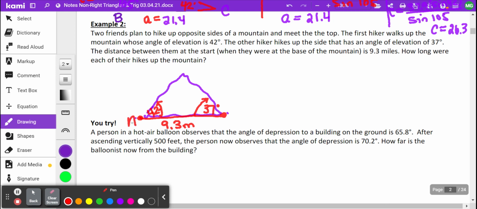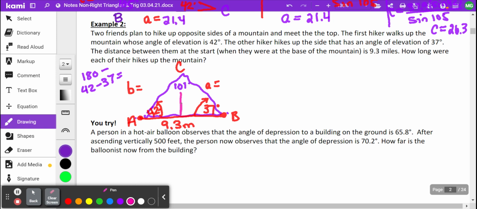So I'll call this angle A, which means this is side A. I'm going to call this angle B, which means that this is side B. And of course, up here would be side C or angle C. First thing I would do, I would calculate this angle. So we'll do 180 minus the other two angles, so minus 42 and minus 37. And you should get that that is a 101 degree angle up there.